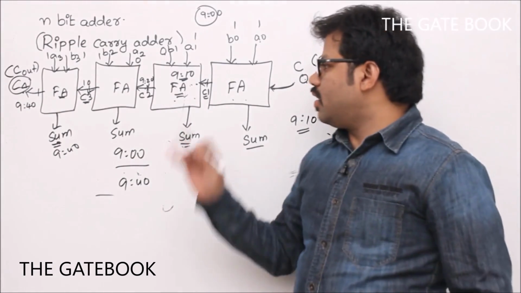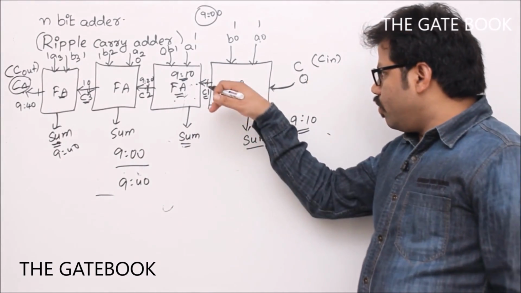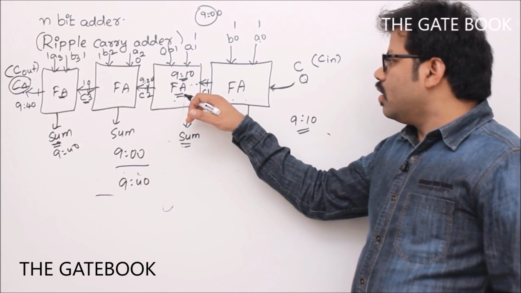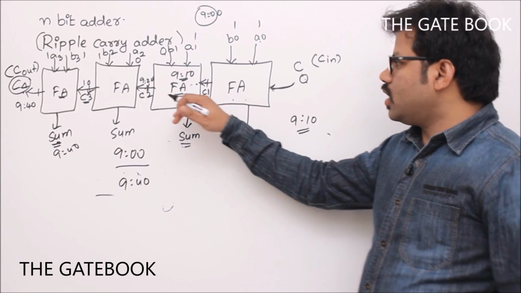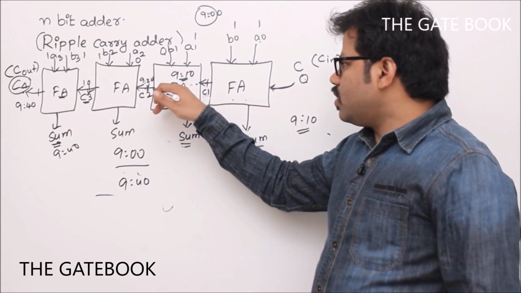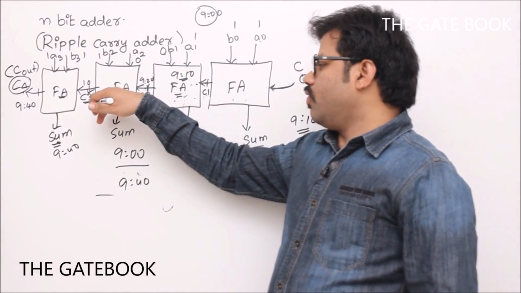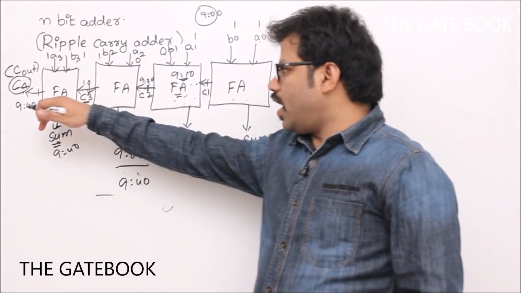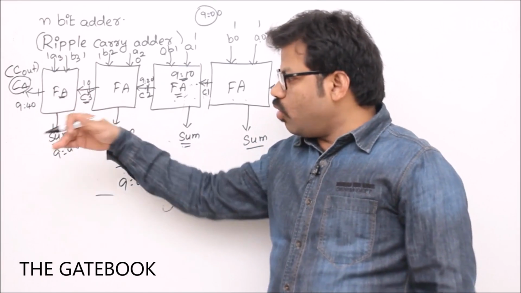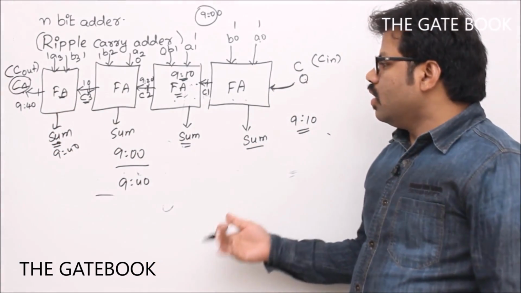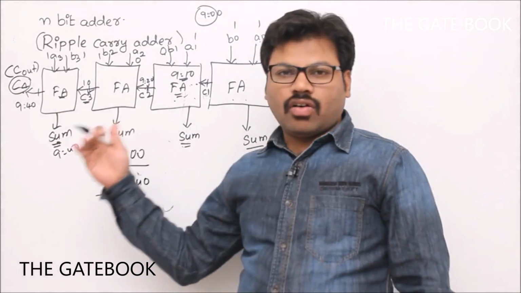So we should be careful. And one more thing, there is a lot of delay. The previous full adder has to give its carry output, and only then does this full adder work. And if this full adder gives its carry, only then does the next one work. In that way, the last full adder takes a lot of time to give the output. So finally, you get the output after a long time.